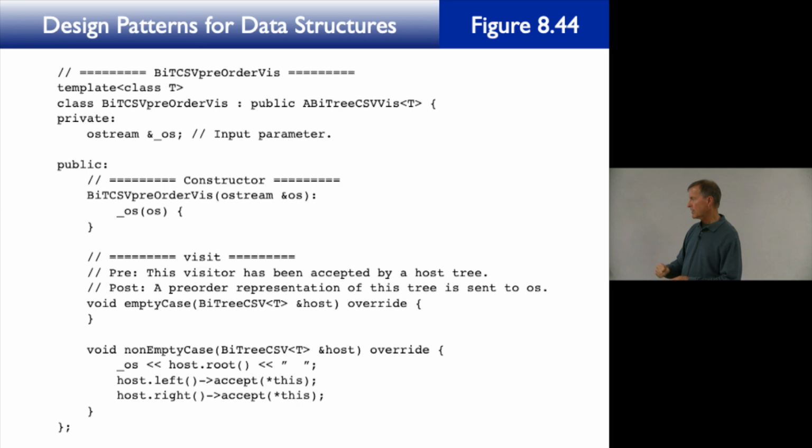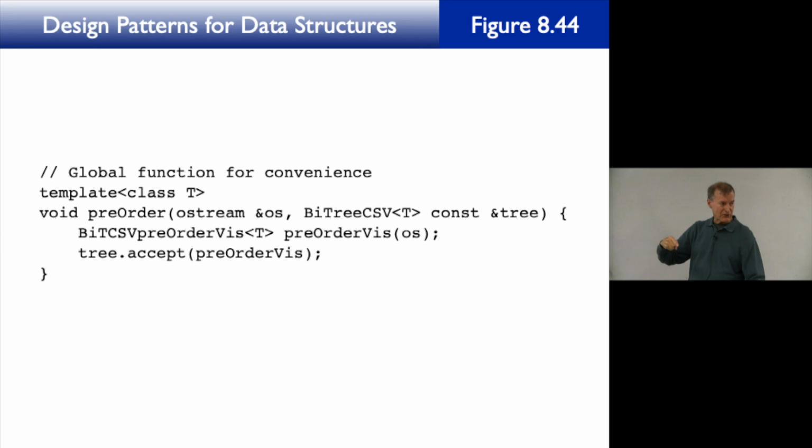And then we do host.left.accept star this and host.right.accept star this, right? So the alternate method would be to make a new preorder visitor object. Yes. Actually, let me see if there is a global function for convenience. There is actually one. Let's take a look. One way to do it would be to use the global function for convenience, which creates the visitor and then calls it. What's the name of it? It's preorder, but it's global.